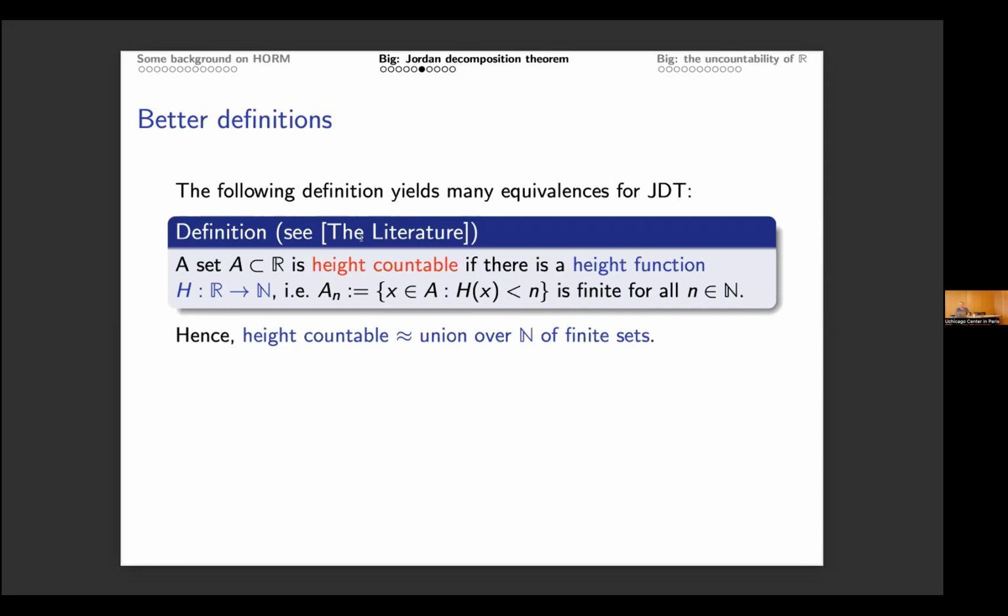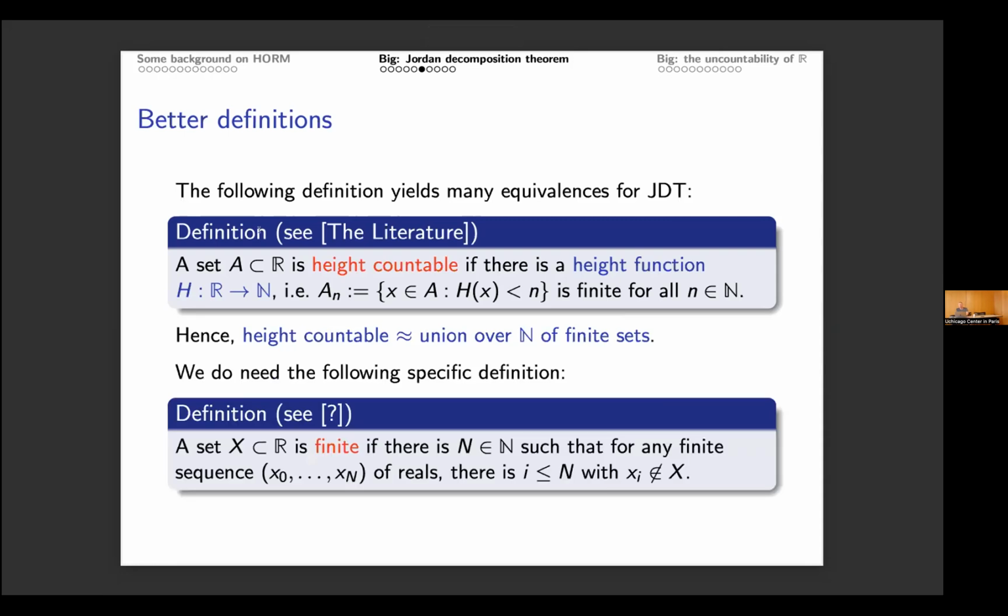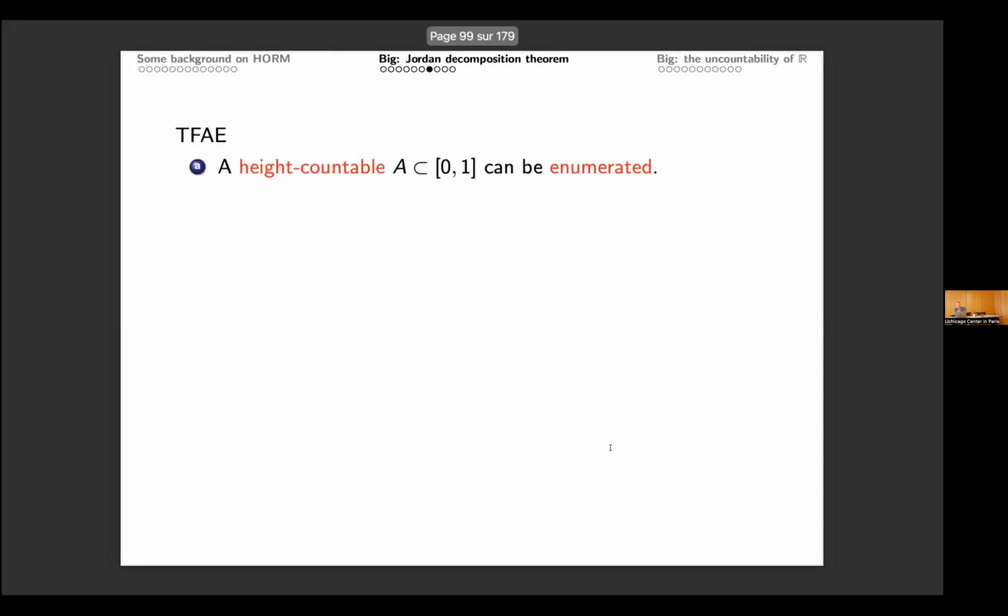Union over n of finite sets. And you do need a specific definition of finite set too. So again, forget about injections, they don't work. A set is finite if it has an upper bound n, such that for any finite sequence of n elements of reals, there's at least one that's not in the set. That is the right definition of finite set in higher order reverse math. And now we can reverse. So you have to pick the right definition of countable, you have to pick the right definition of finite set, and then we can reverse.